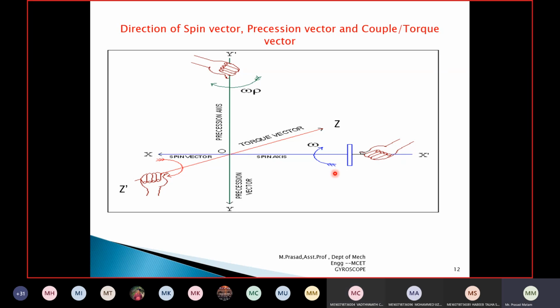Under these conditions, what will happen? The gyroscopic couple will exist when the disc rotates in one direction and tries to move in another direction. This is rotating in the x-axis and tries to move towards the y-axis. Under these conditions, what will happen? The gyroscopic couple, or torque vector I can say, I can say this as a couple vector or torque vector, which is acting opposite to this.